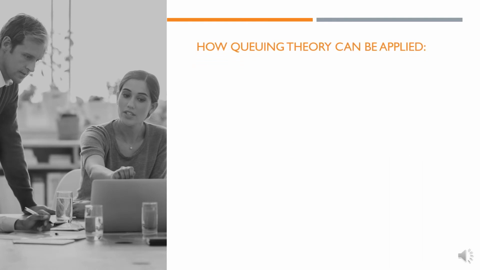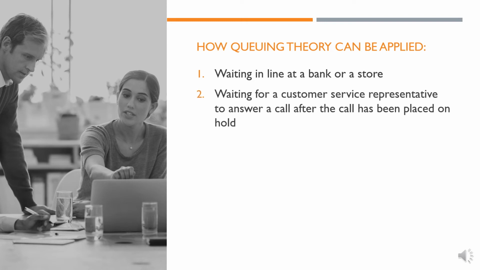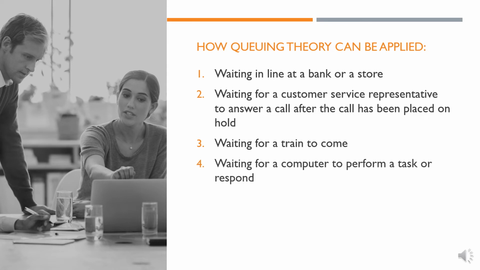These are the following situations or examples of how queuing theory can be applied. It can be applied while waiting in line at a bank or a store, waiting for a customer service representative to answer a call after the call has been placed on hold, waiting for a train to come, waiting for a computer to perform a task or respond, and waiting for an automated car wash to clean a line of cars.